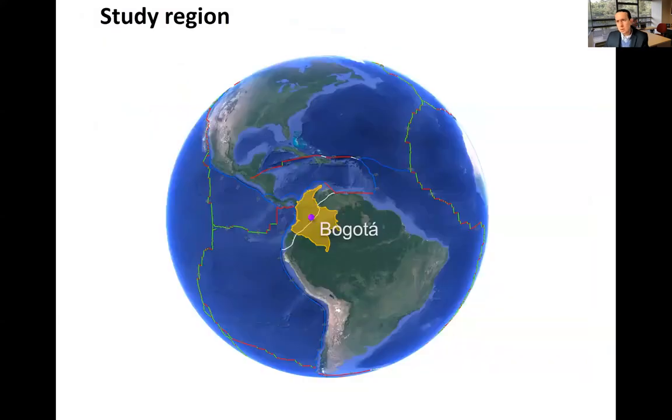So the study region we are considering in this study is located in Bogota. Specifically, we have located Colombia here on the map. As you can see, we have some earthquake activity. We have subduction on the Pacific area. We also have some faulting in the mountains of the Andes.